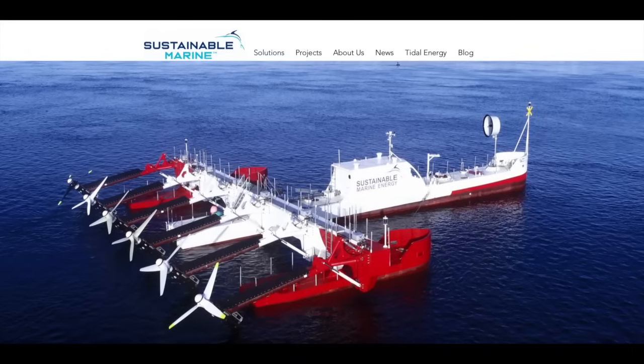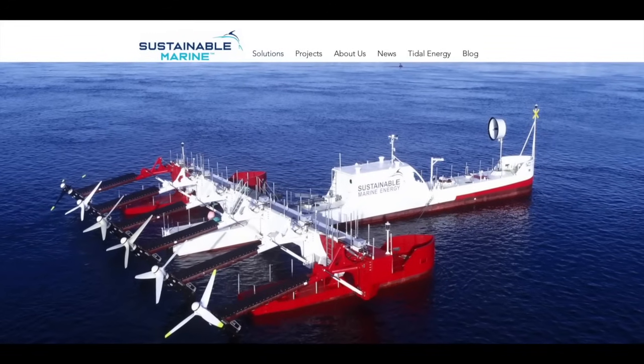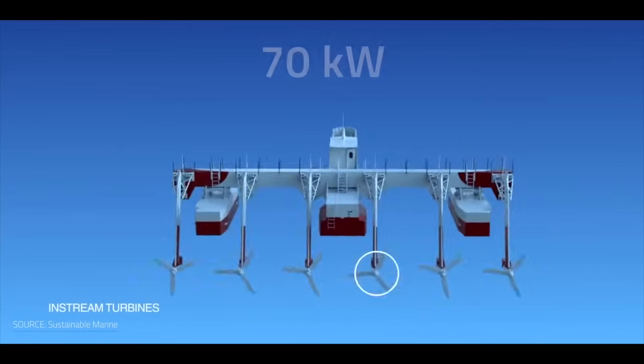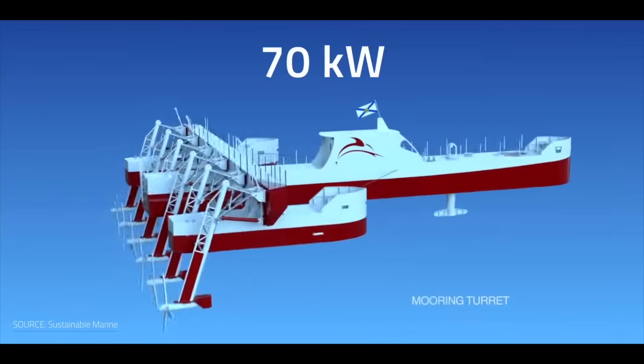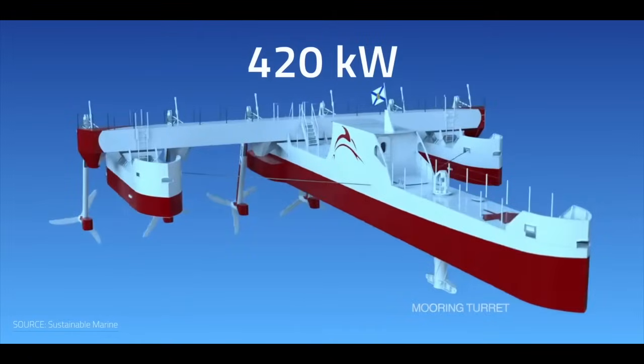The Scottish company Sustainable Marine has developed the Plat-1 technology, which is an innovative floating tidal energy system. Their Plat-1 is equipped with 6 in-stream turbines that can generate up to 70 kilowatts, which means the entire platform can deliver 420 kilowatts of power. That is a very small amount of energy, 0.42 of a megawatt.